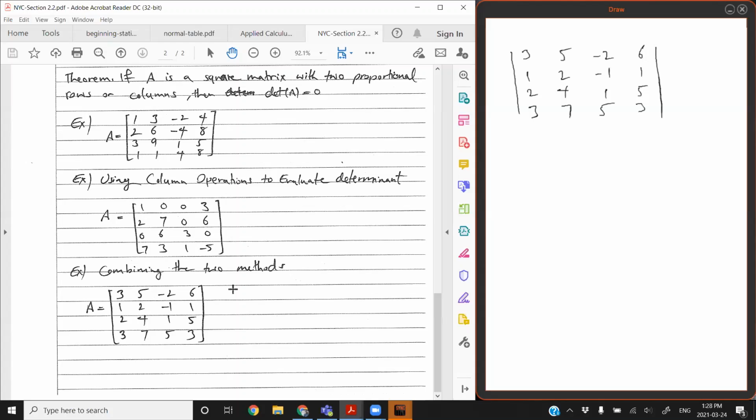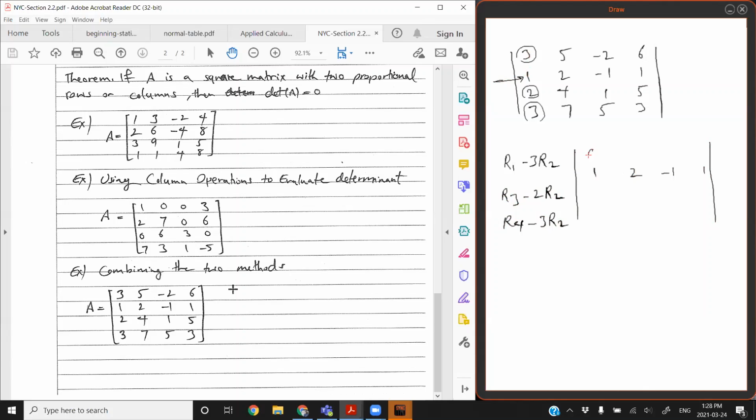But now I'm going to do a combination of both. First, I would try to get a 0 here, a 0 here, and a 0 here by doing pivot operations. So I will do row 1 minus 3 row 2, row 3 minus 2 row 2, and row 4 minus 3 row 2. Actually, I'm using this 1 to introduce zeros above it and below it. So the second row does not change, but all the other rows will change.